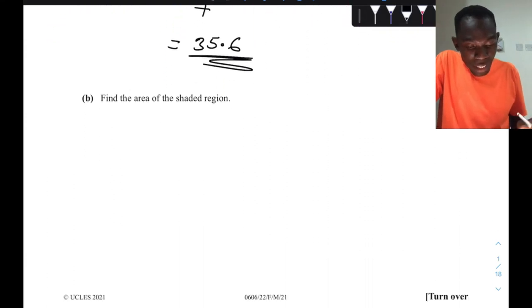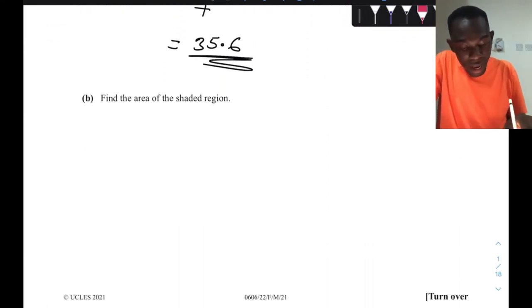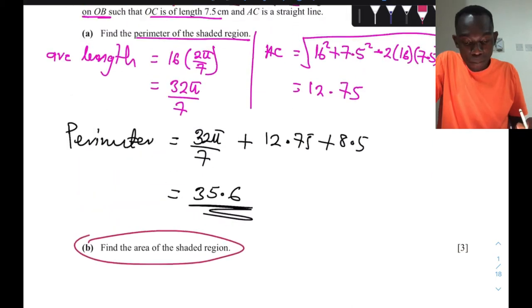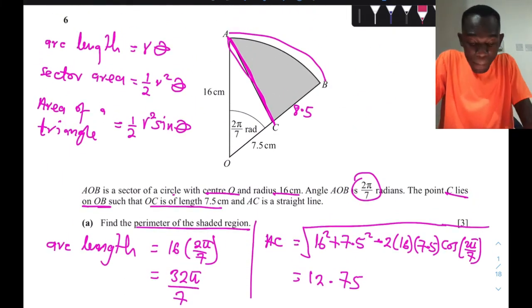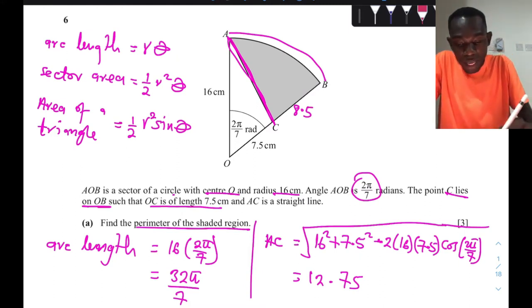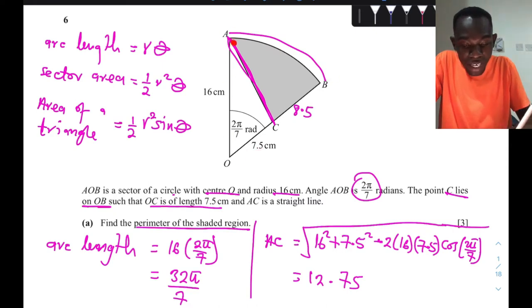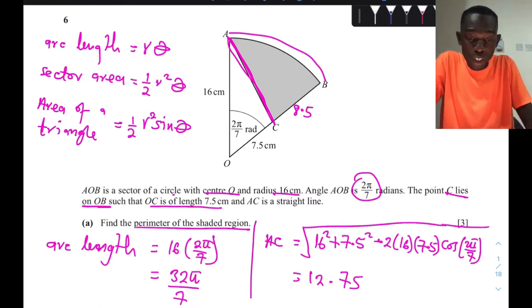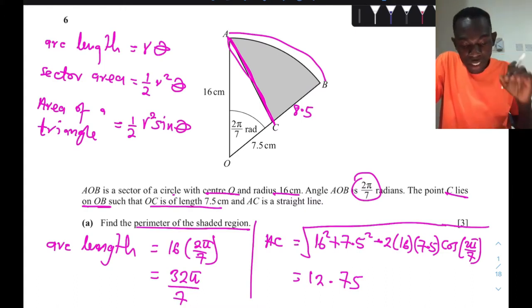Well, the B part says find the area of the shaded region. So we need a plan. If you want to find the area of the shaded region, we can find the area of this sector. After that, we can find the area of the triangle. Then we can subtract the area of the triangle from the area of the sector. Then we have the shaded region. That is the plan that I want to use. Of course, you are at liberty to use any other plan, but I think this will be easier. So first, area of the sector.